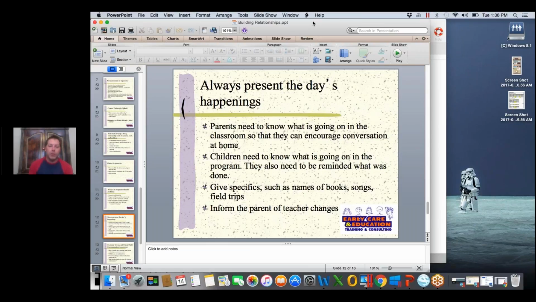Let your children know what you're going to be doing and how you're going to be teaching it, those type of things. Always give parents specific names of books, songs, if you're doing field trips, especially if it is related to social development, so that they, again, can support that at home. And then this is kind of just a teacher thing, inform parents of teacher changes. That's a big breakdown in relationship building when the parent doesn't know what teacher is going to be in the classroom.